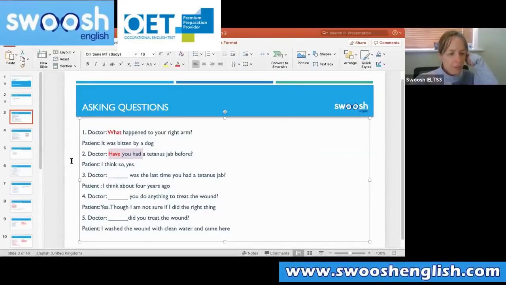Have you had a tetanus jab before? I think so, yes. Pakshan has got there very quickly and says, when was the last time you had a tetanus jab? I think about 4 years ago. What about this one? Doctor, something you do to treat the wound. Oh, sorry, you do anything to treat the wound.